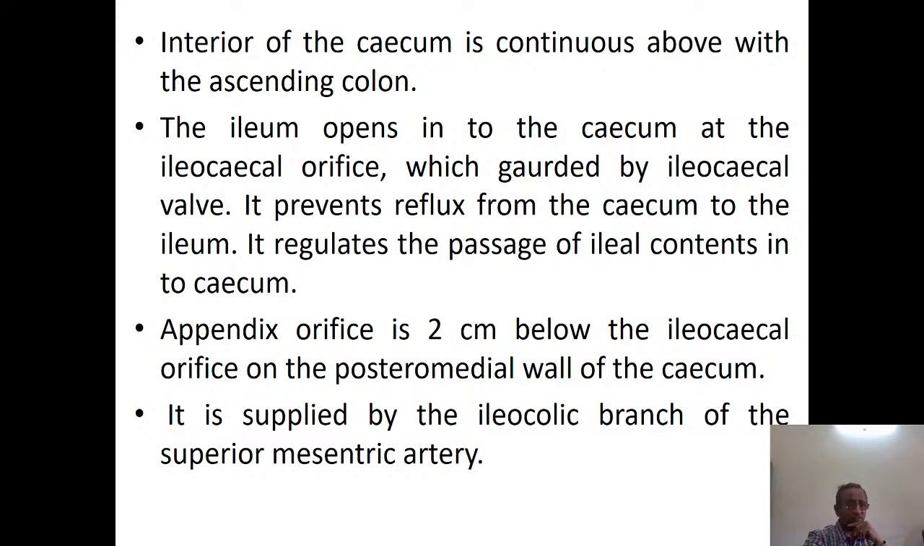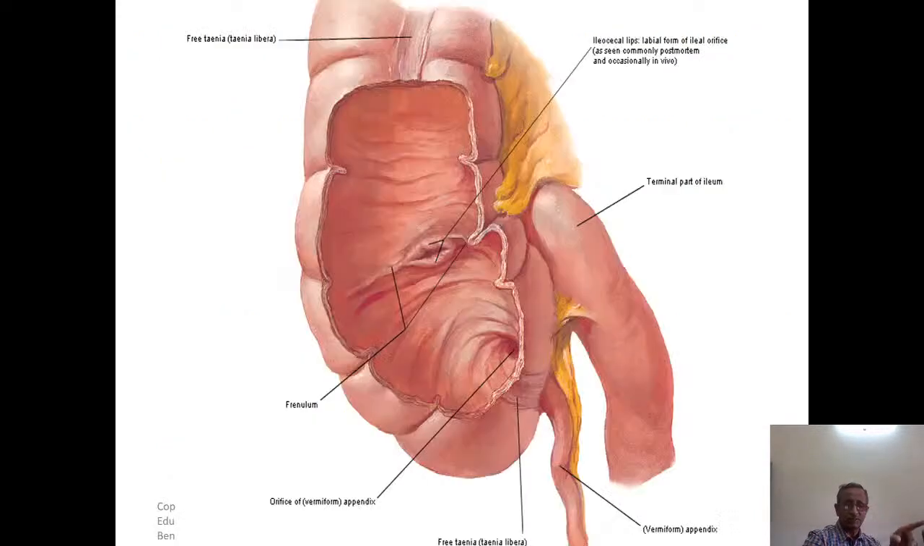As we have just seen in the surface markings, this ileocecal opening is present at the junction of the transtubercular plane and right lateral plane. So this ileocecal orifice is present at this junction on the wall of the cecum, and its function is to prevent reflux from the cecum to the ileum. Of course, this will be allowing the material from the ileum to the cecum. At the same time, it will prevent the reflux of the material from cecum back into the ileum.